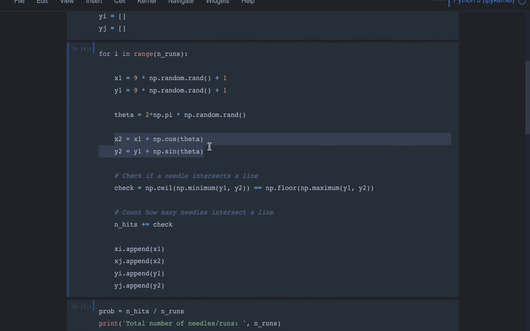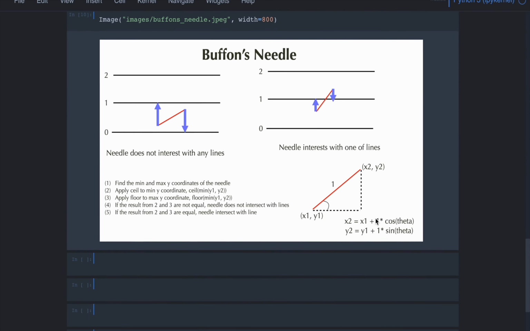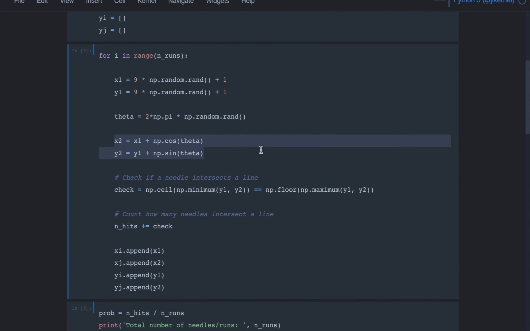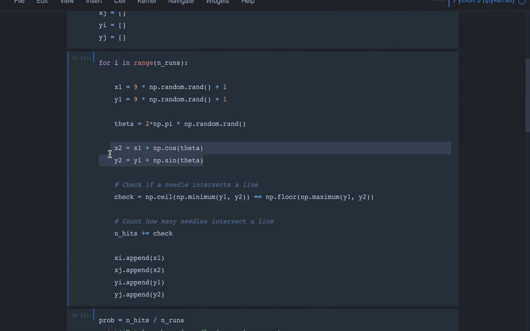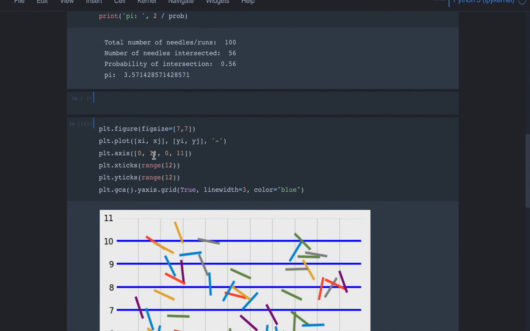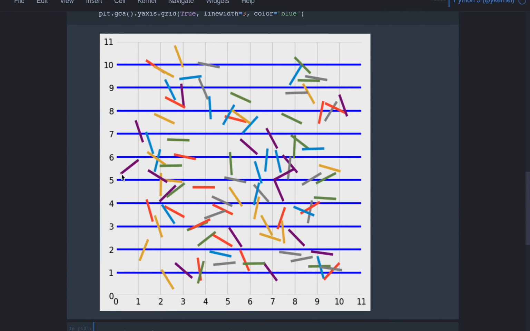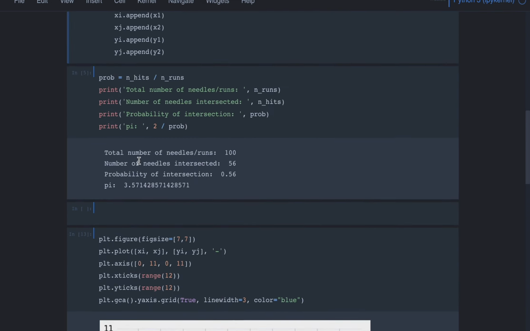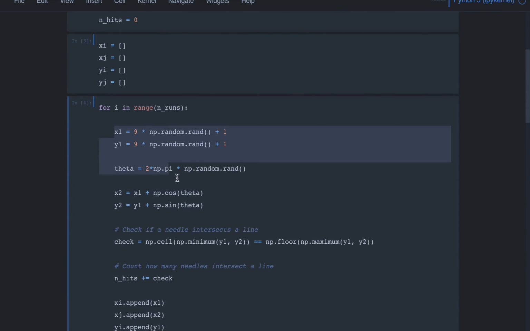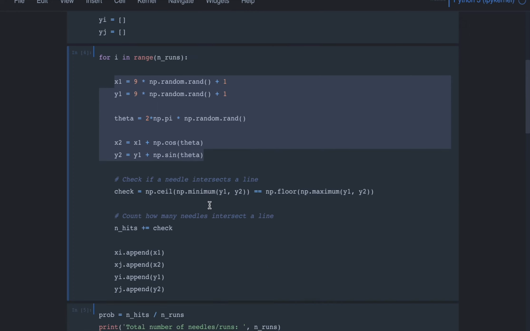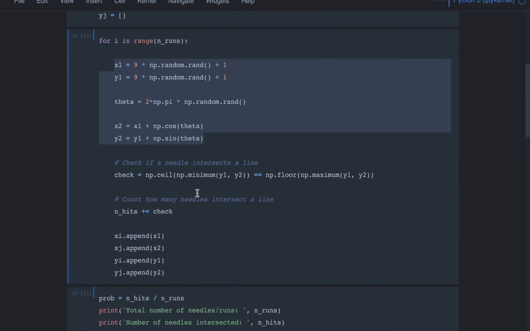Now our x2 and y2 coordinates are simply x1 plus the length, which in this case happens to be 1, so x1 plus cos theta. Our y2 will be y1 plus sine theta. So by this time, we have generated one needle. We have generated an x1, y1, and we have generated a theta. Using these 3 values, we have computed the x2, y2 values, which means we have generated one needle. So with this code, we have generated one needle. Now we are checking if the needle intersects with one of the lines.